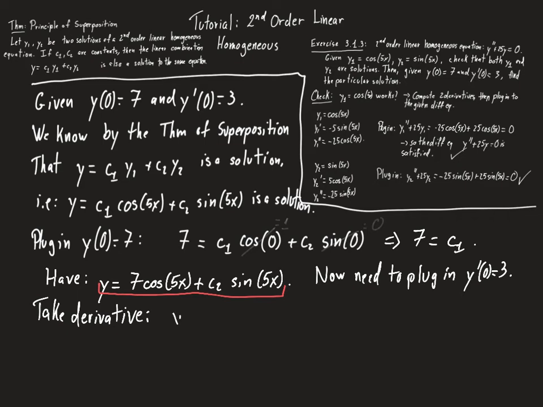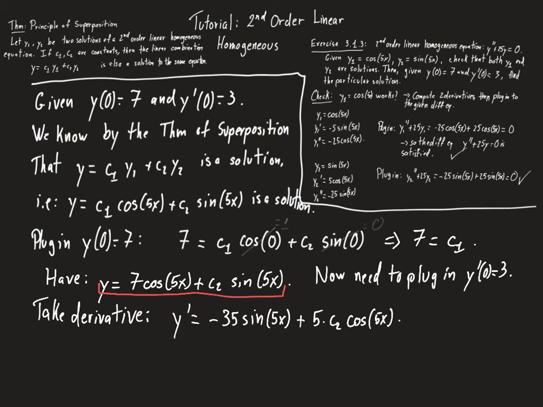So doing that gives us that y prime is equal to 7, the derivative of 7 cosine of 5x is going to be negative, I believe, 35 sine of 5x. And then the derivative of c2 sine of 5x should be 5 times c2 times cosine of 5x.